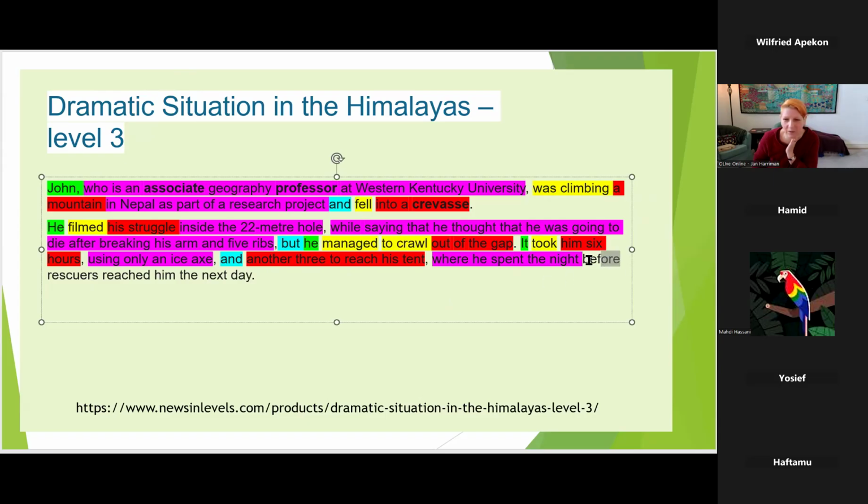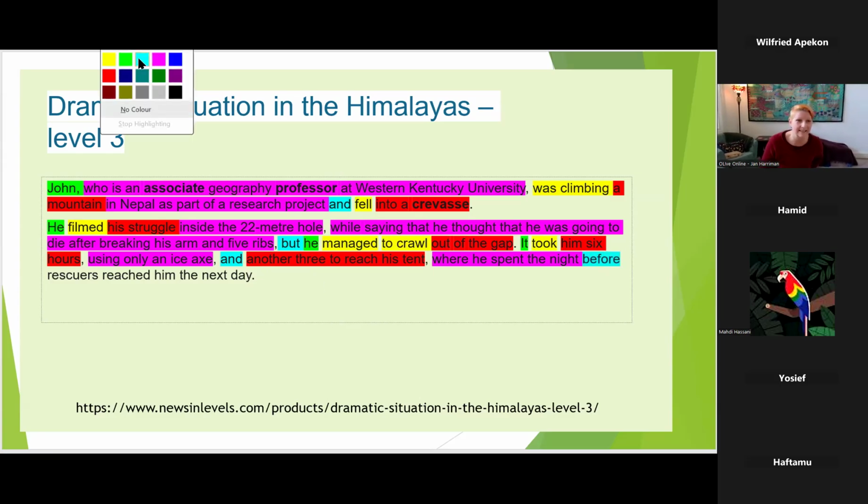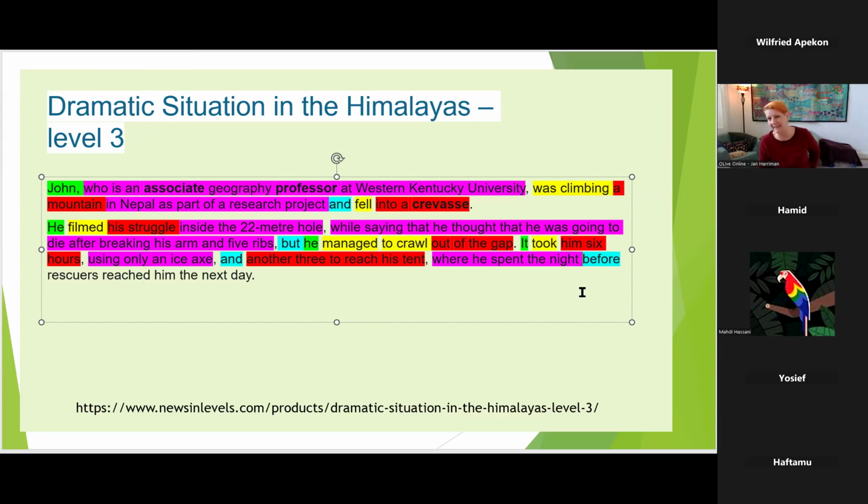And now, what is this? What is "before" doing there? An adverb. It's a linking adverb, isn't it? Yes, linking adverb. It's telling us what happened next. He spent the night before, so that's another linking word or conjunction. And then what do we have here? Reached him. The verb.